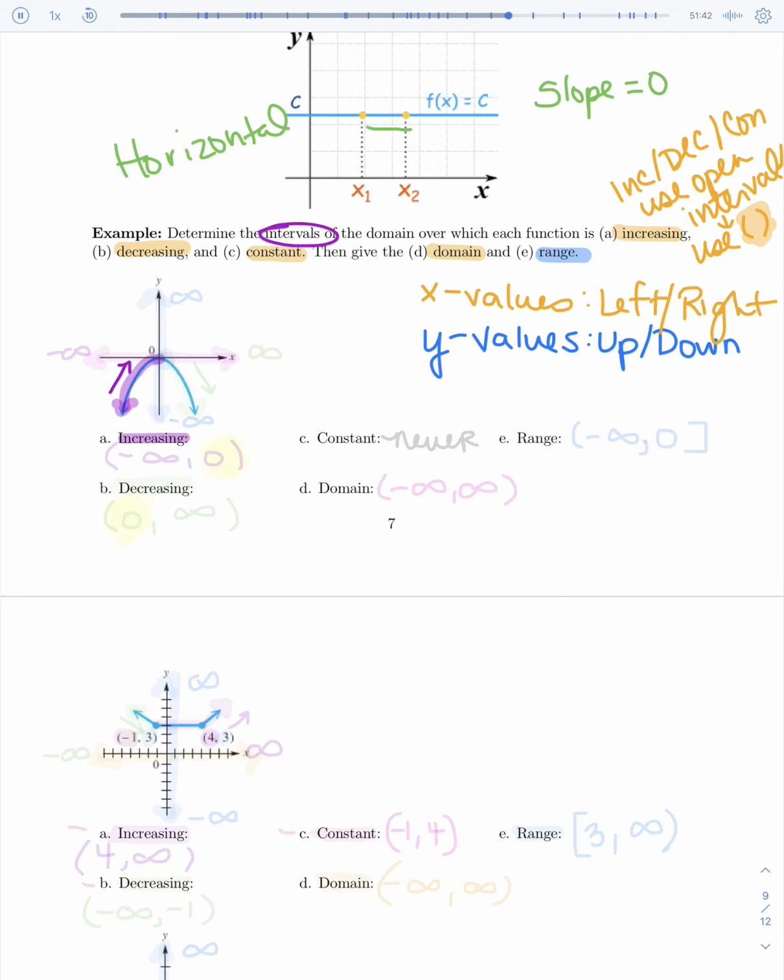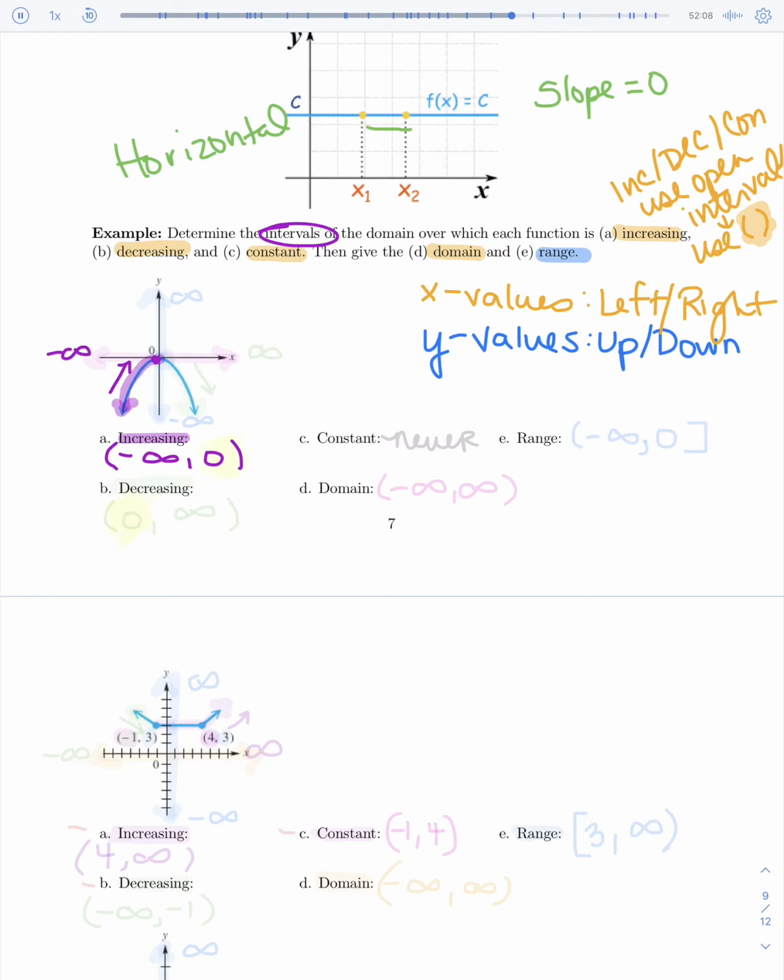Well, it's increasing from, on the left side, negative infinity, and it stops at this point here at 0. We know that with negative infinity, we always use a parenthesis. However, with increasing, decreasing, and constant, we said we're going to use open intervals. So we're always going to use parentheses.